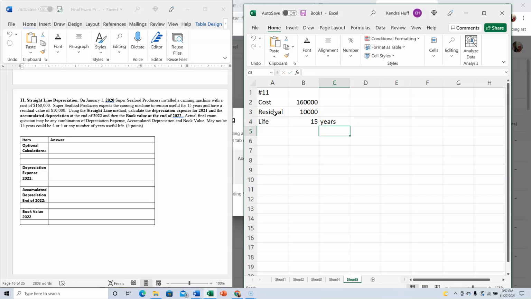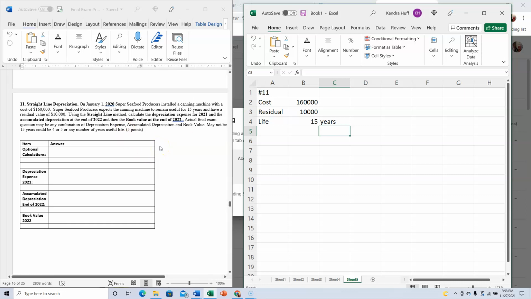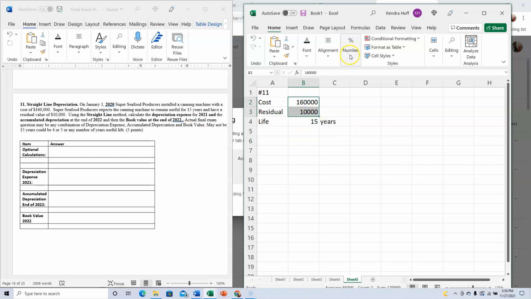Okay, using the straight line method, calculate depreciation expense for 2021 and the accumulated depreciation at the end of 2022, and then the book value at the end of 2022. All right, the actual final exam question may be any combination of depreciation expense, accumulated depreciation, and book value. May not be 15 years, could be 4 years, 5 years, or any number of years. Okay, but anyway. All right, so these two are dollars.